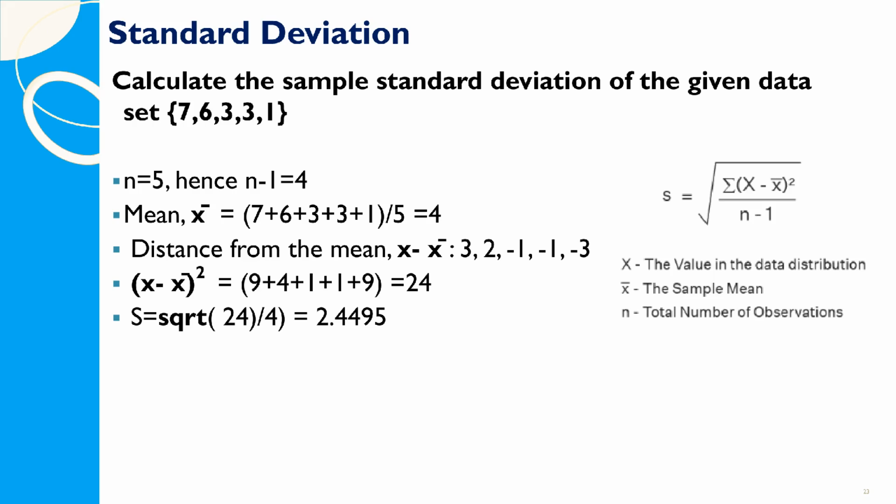To find the sample standard deviation of the data set 7, 6, 3, 3, 1, calculate the mean, 4, then determine the squared differences from the mean, which total 24. Divide this sum by n minus 1, where n is the number of data points, 5, giving 24 divided by 4 equals 6. Taking the square root of this result yields a sample standard deviation of approximately 2.4495.